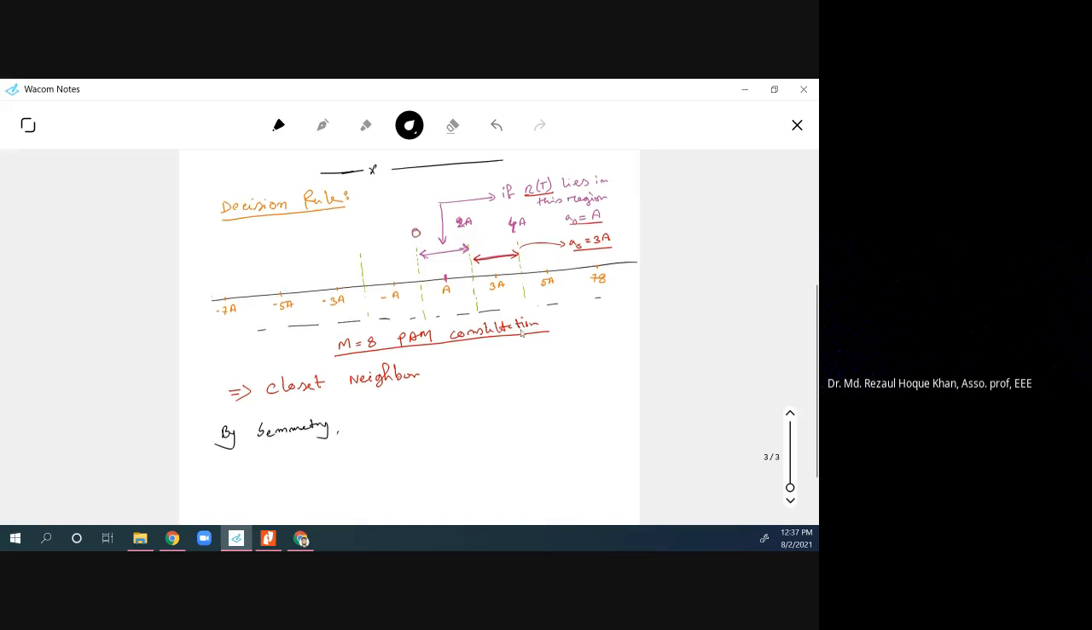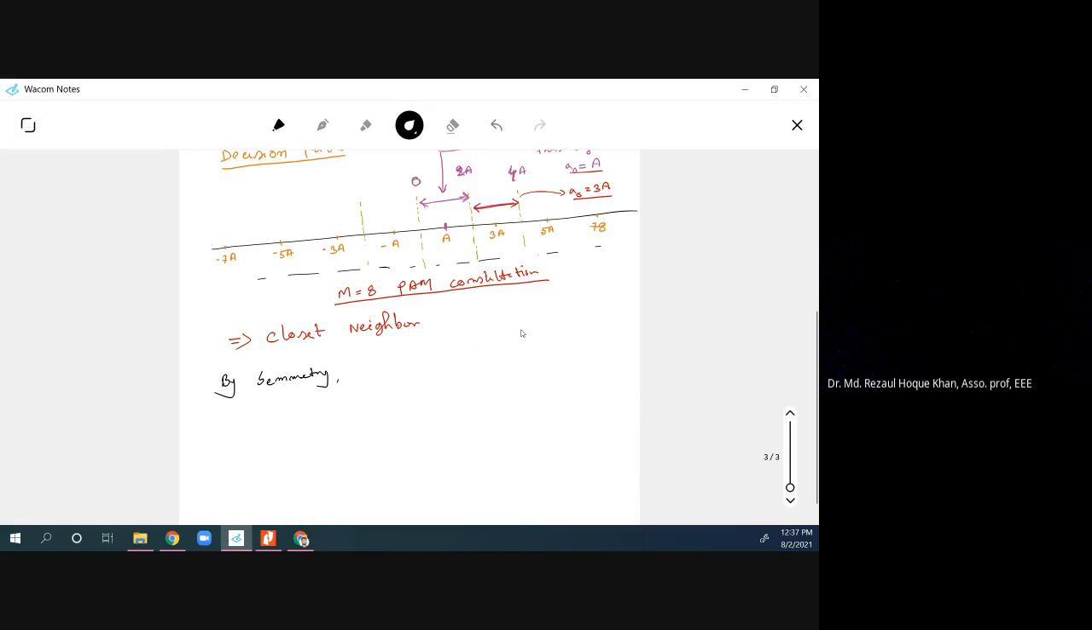Let's summarize the decision rule. If RT is greater than 0 to twice A, meaning this region, what is the decision? The decision will be A0 equal to A. This one.